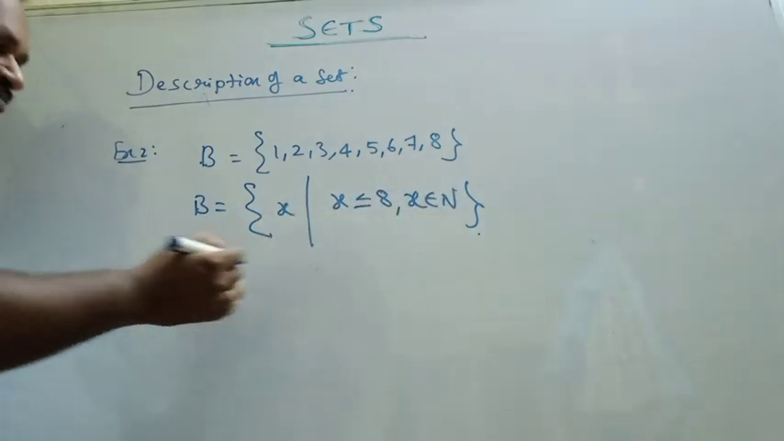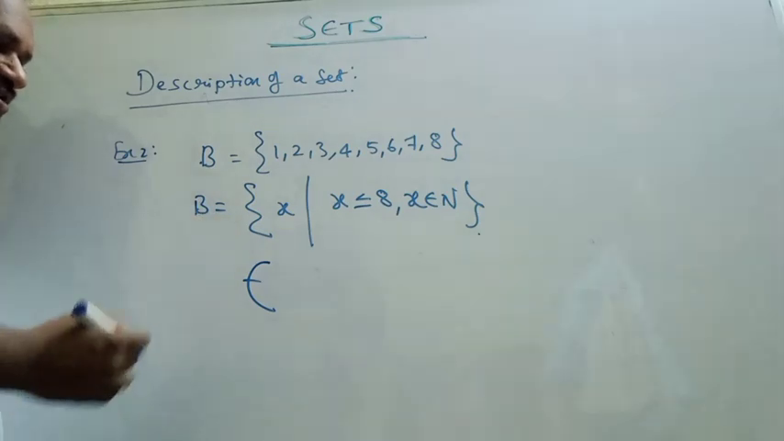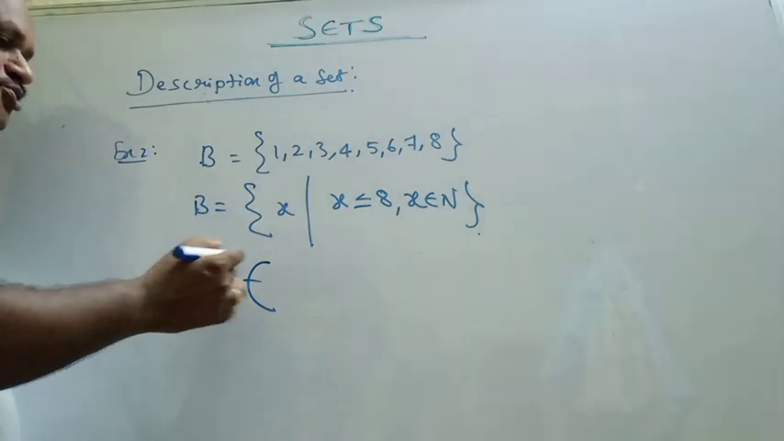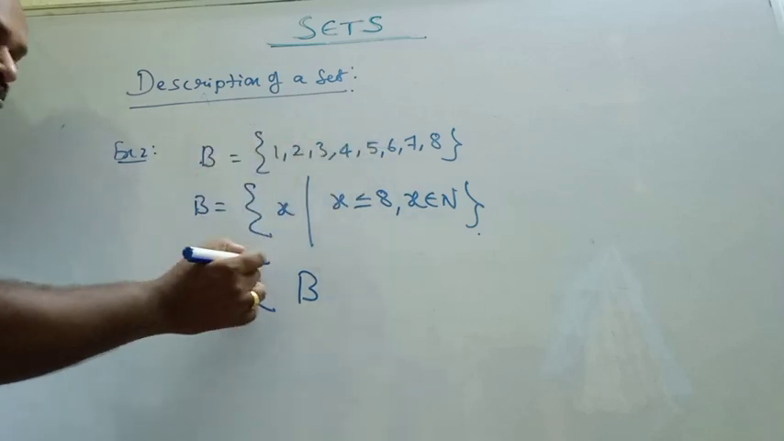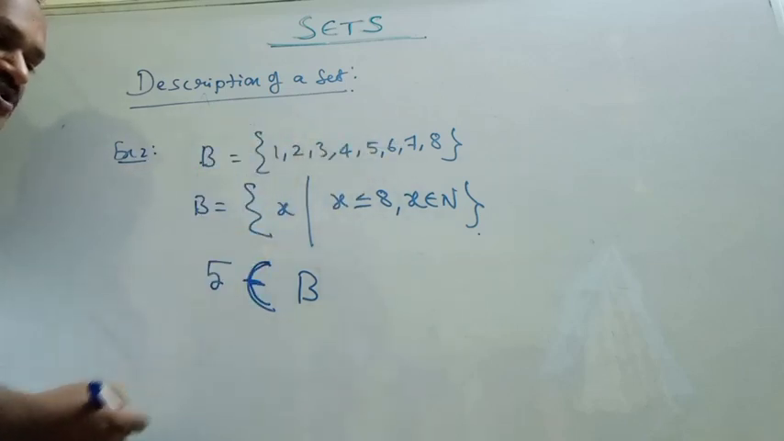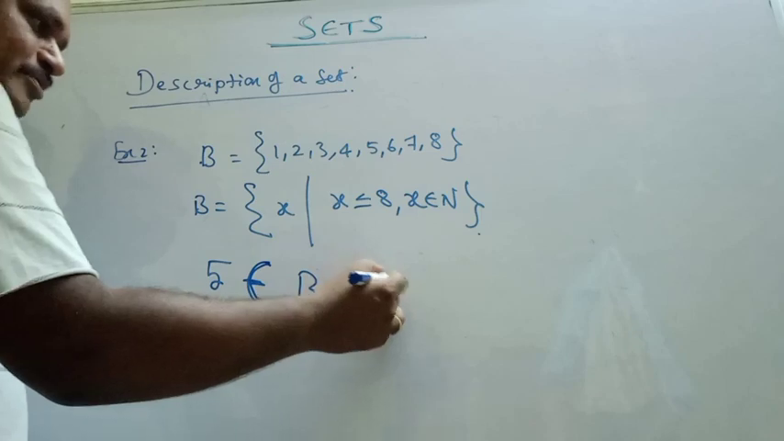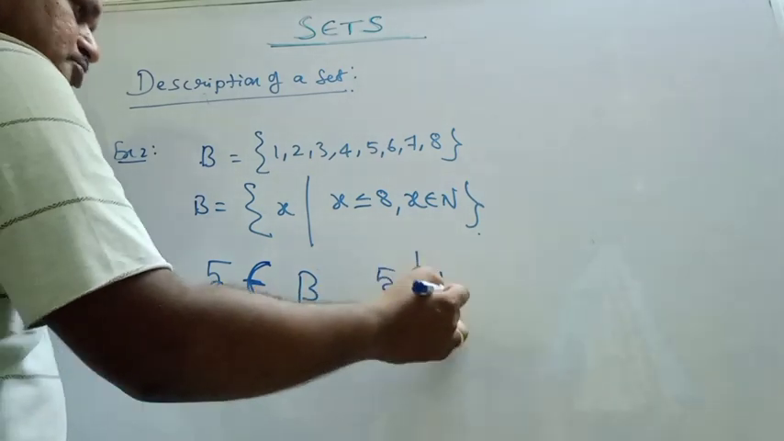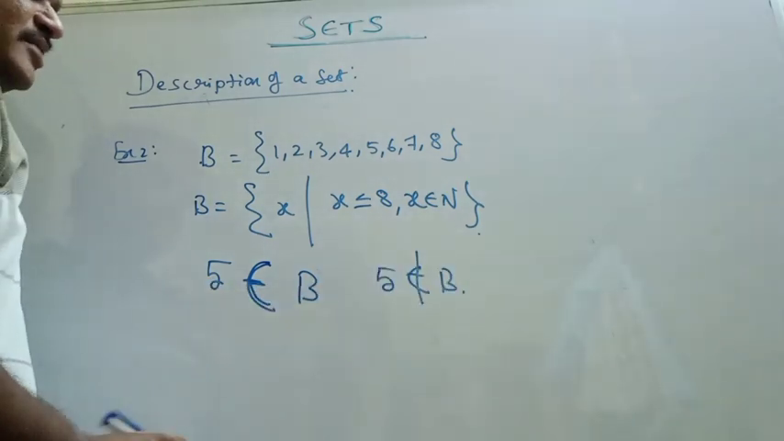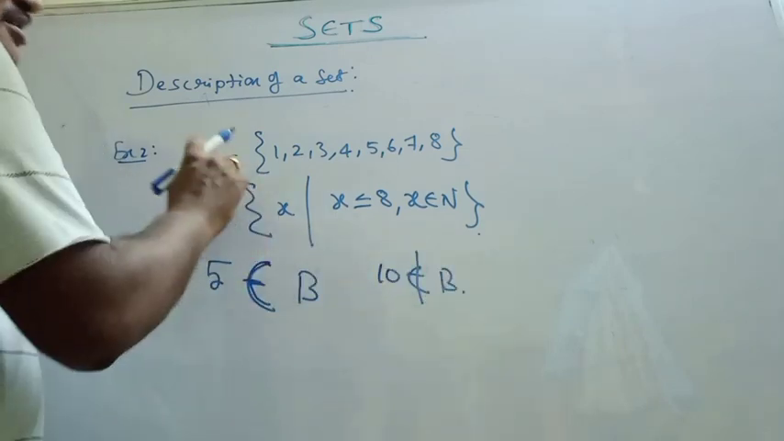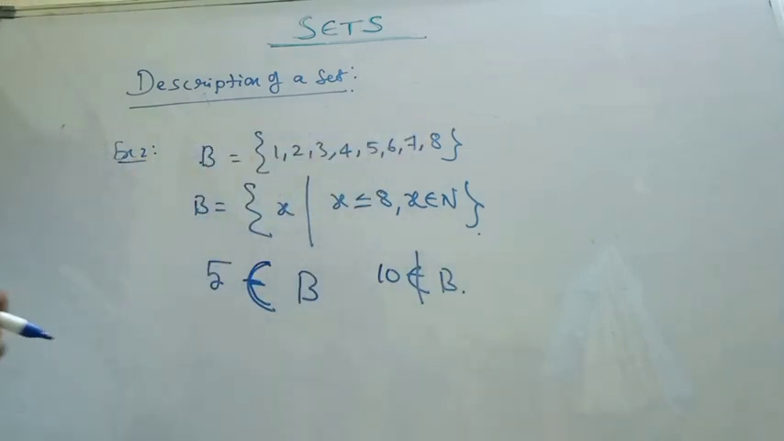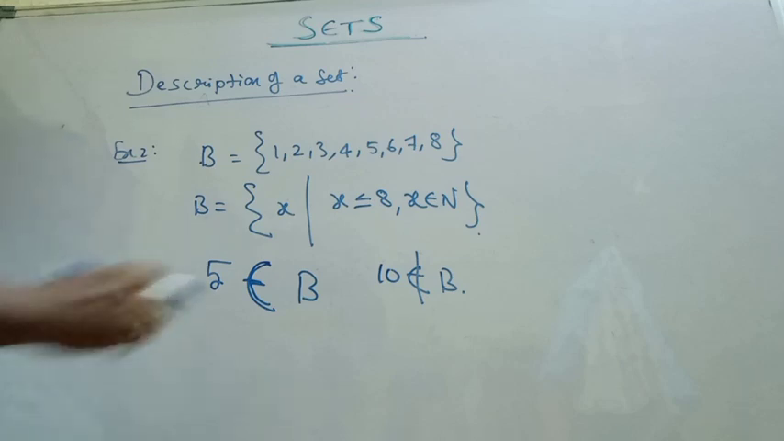Suppose I say 5 belongs to B, that is true, because 5 is an element of B. This symbol means "belongs to" in mathematics. Does not belong to means 5 does not belong to B, like that we will write. Here, 10 does not belong to B, because B contains only the elements up to 8. 10 does not belong to B.